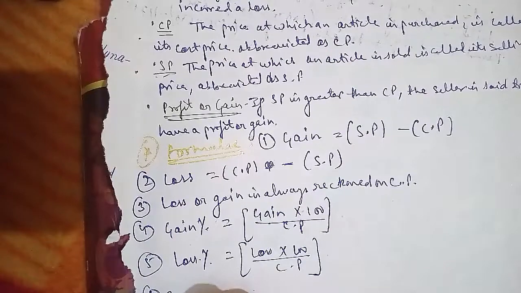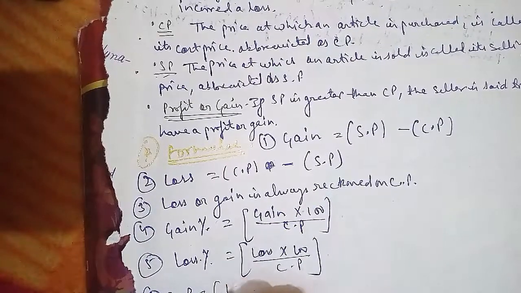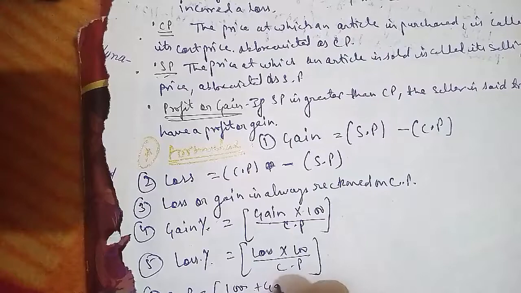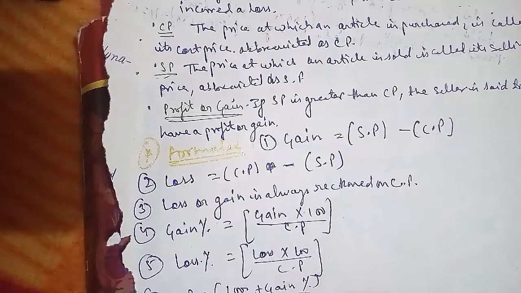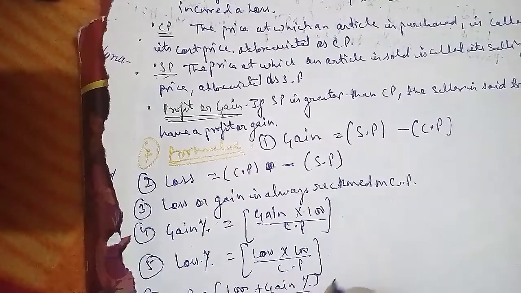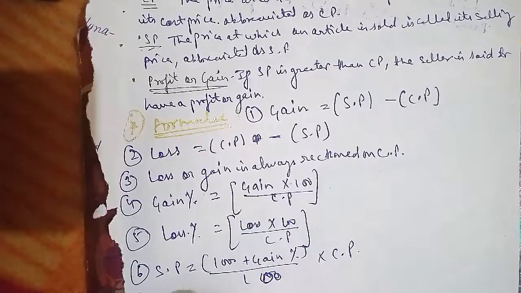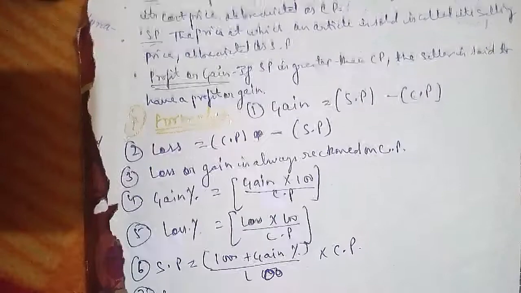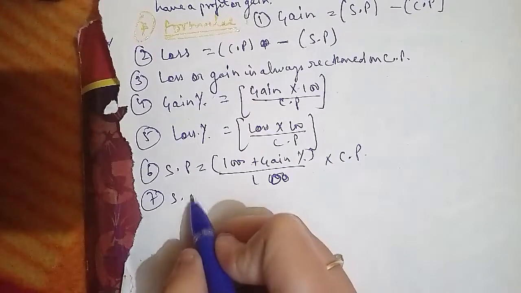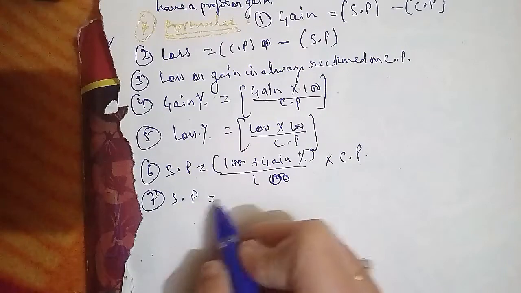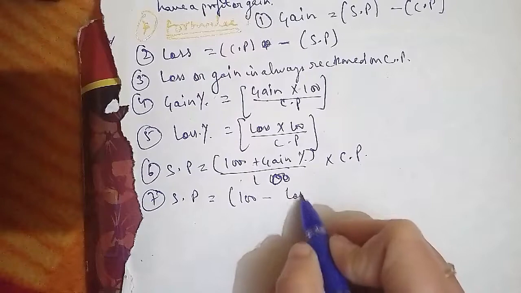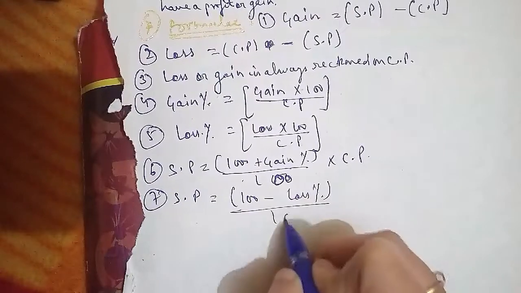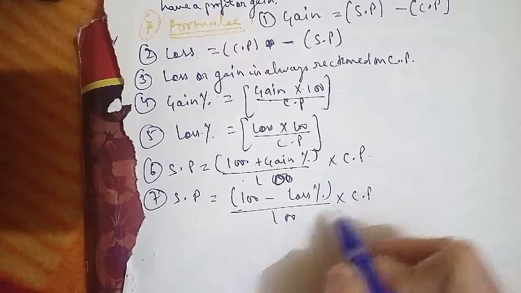The sixth formula we have: SP is equal to 100 plus gain percent upon 100 into CP. Now the seventh formula is also for SP. The sixth was for the gain case; for loss, SP is equal to 100 minus loss percent upon 100 into CP.